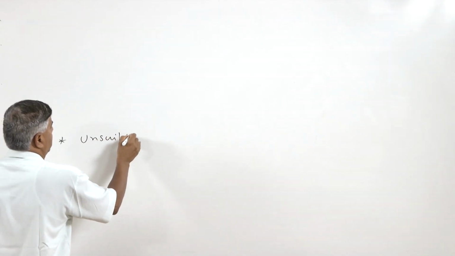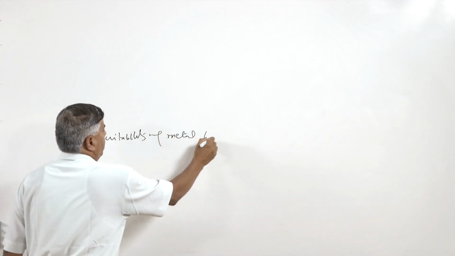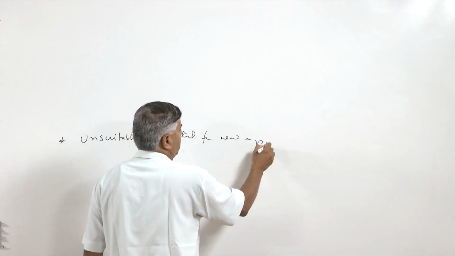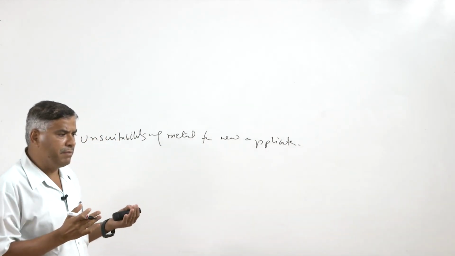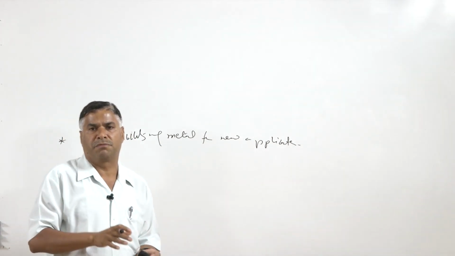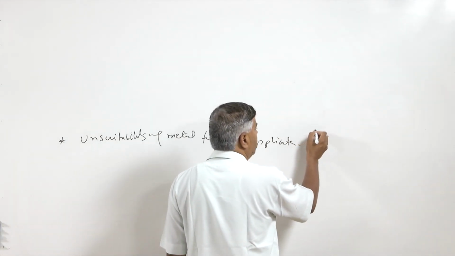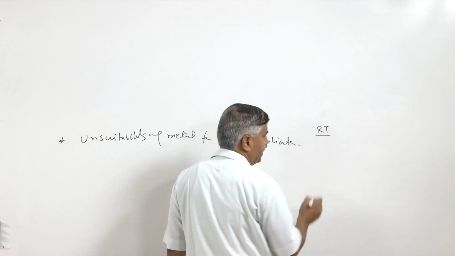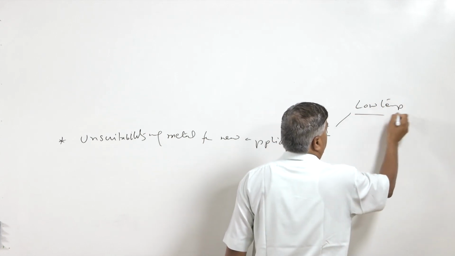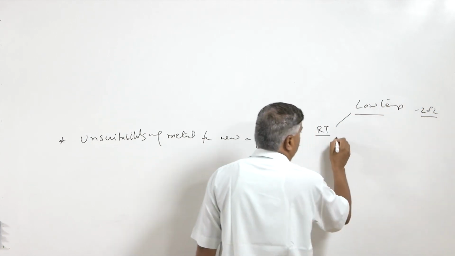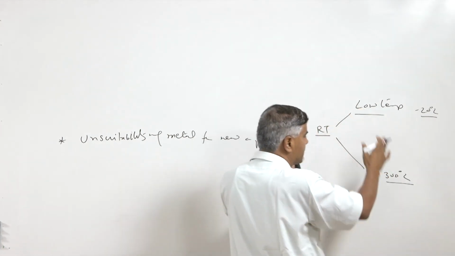Unsuitability of metal for a new application. This unsuitability may be in the form of more severe wear conditions or more severe temperature conditions. Something that had a good record at room temperature, if used either for low temperature conditions like -20°C or high temperature conditions like 300°C, may not give the same performance.